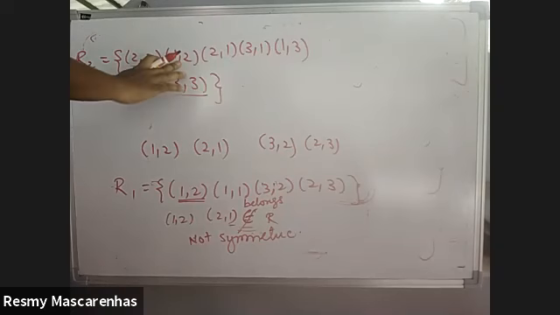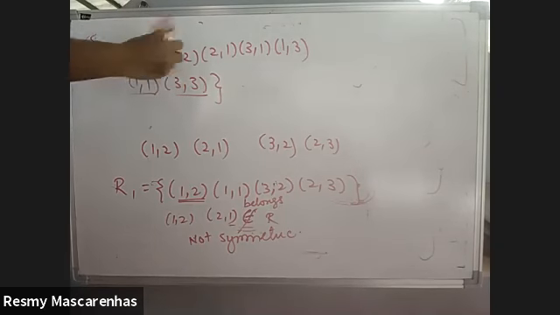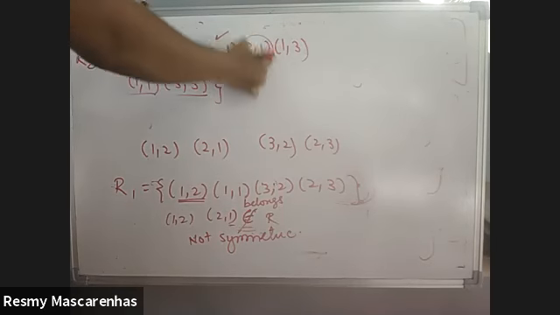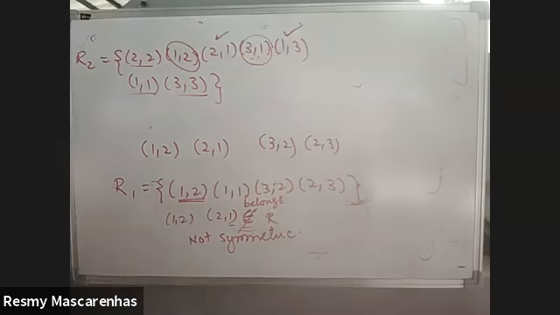Okay, for symmetry. Now here, other than these pairs, 1 comma 2 is there. So check whether 2 comma 1 is also there. Yes, it is there. 3 comma 1 is there. Its reverse is also there. So there is no pair whose reverse is not there. So that means it is symmetric. So this is the condition for symmetry.